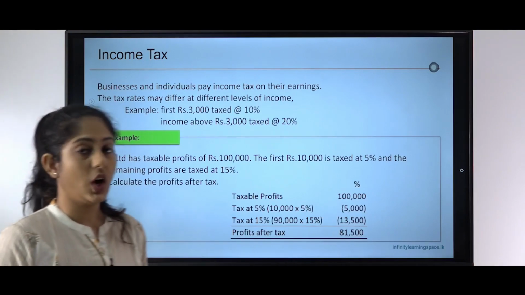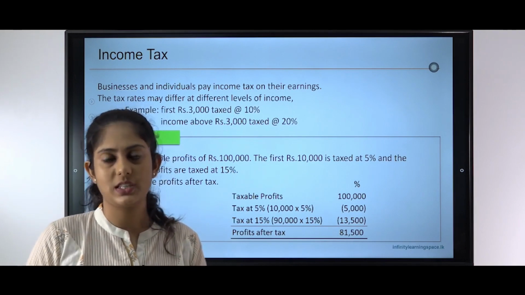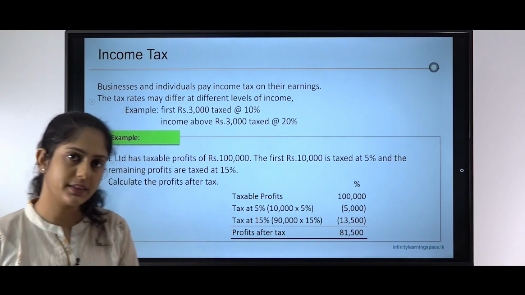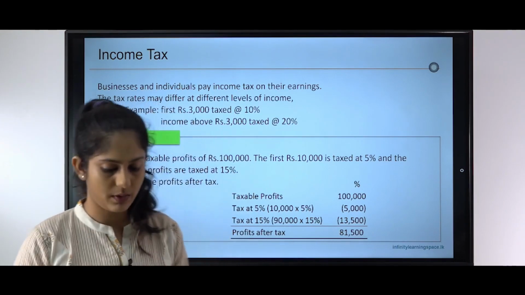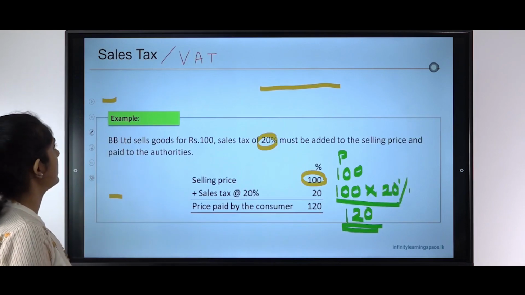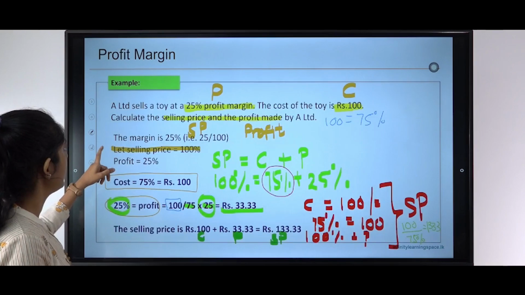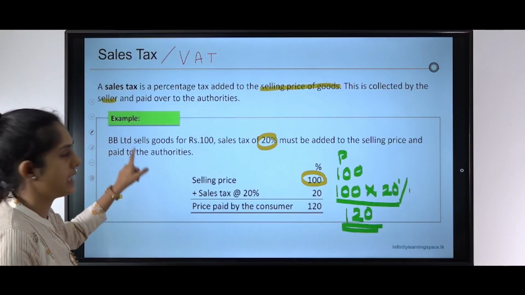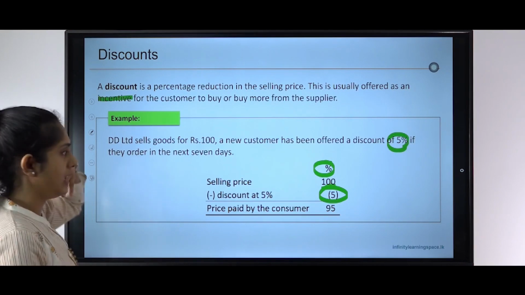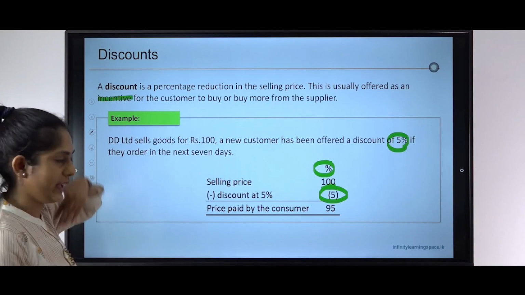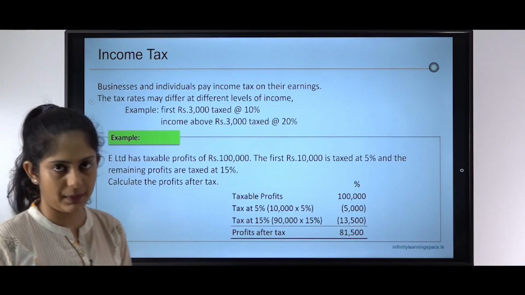Then there is something called income tax. Income tax is where taxes are charged on income. So the first three we saw were sales tax, the business charges. Second one we saw was discounts, right? So first we saw profits, then we saw sales tax, and then we looked at discounts, which again, as a business person, we will give a discount or get a discount. Now third is income tax.